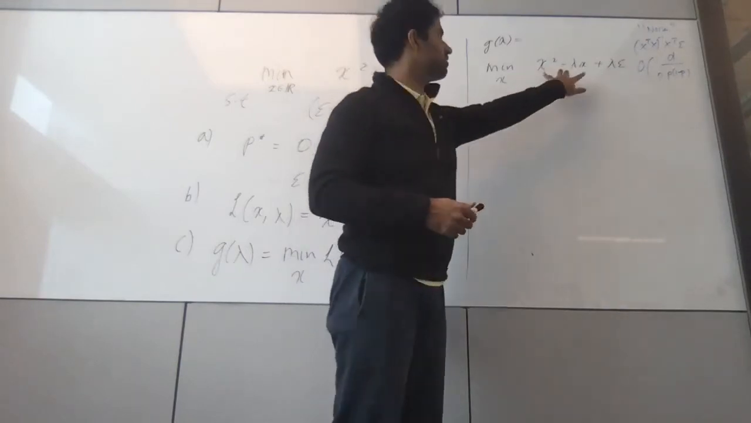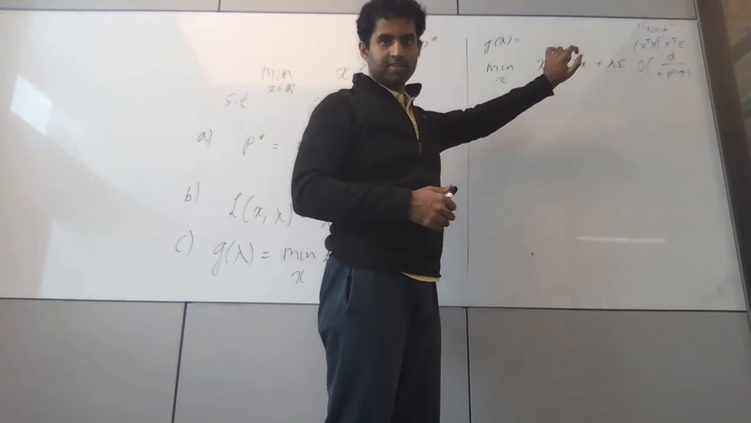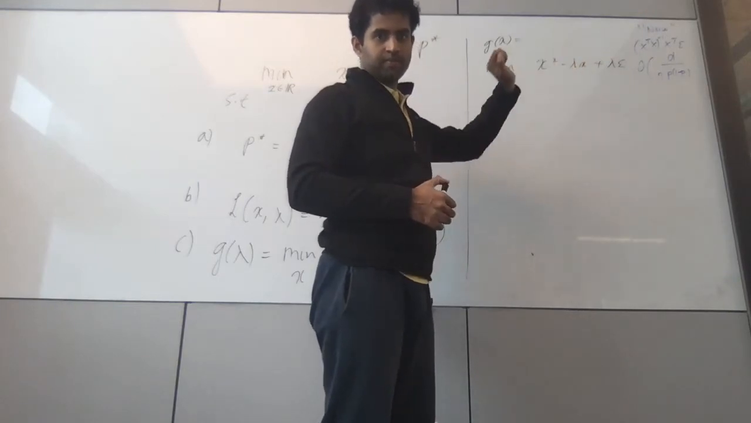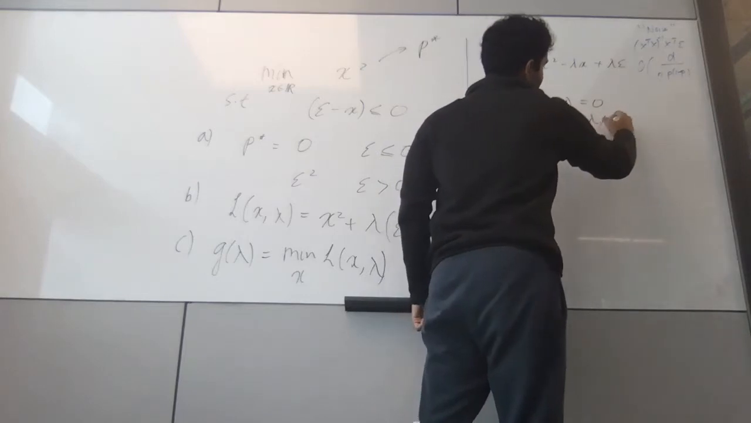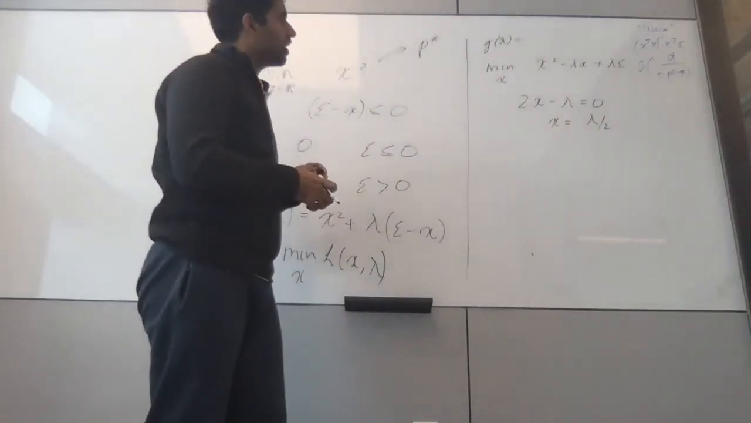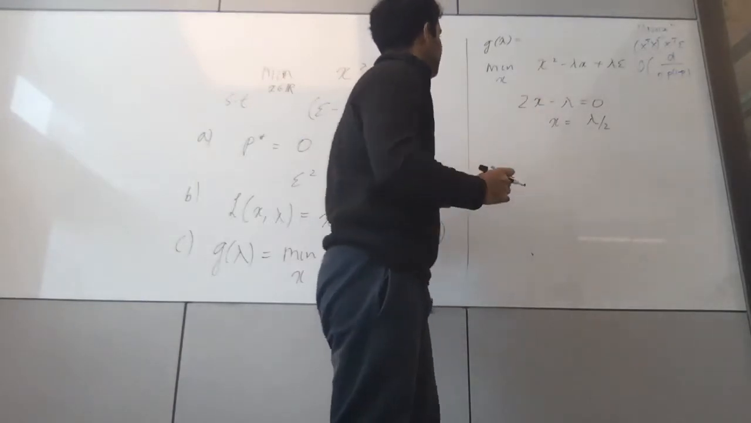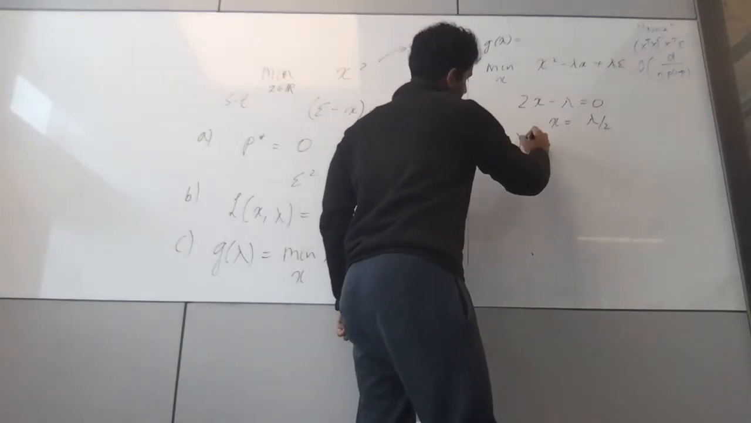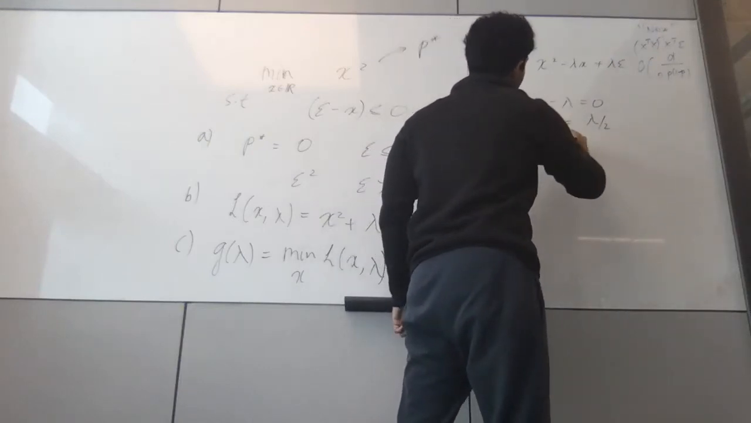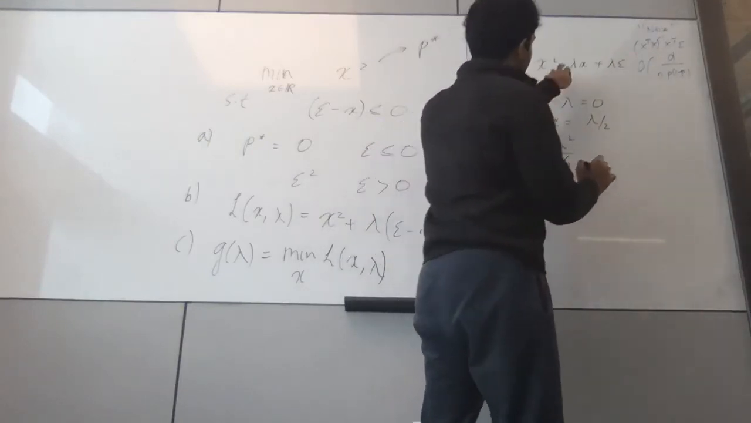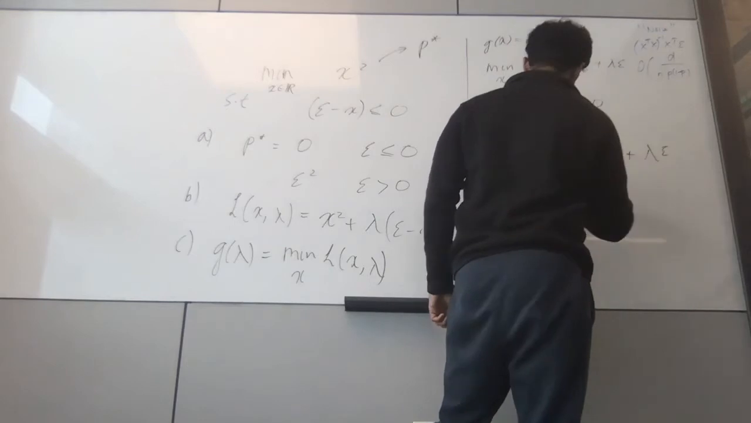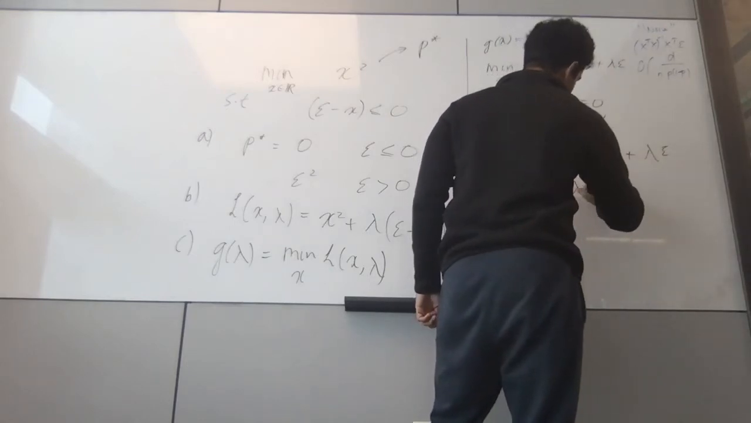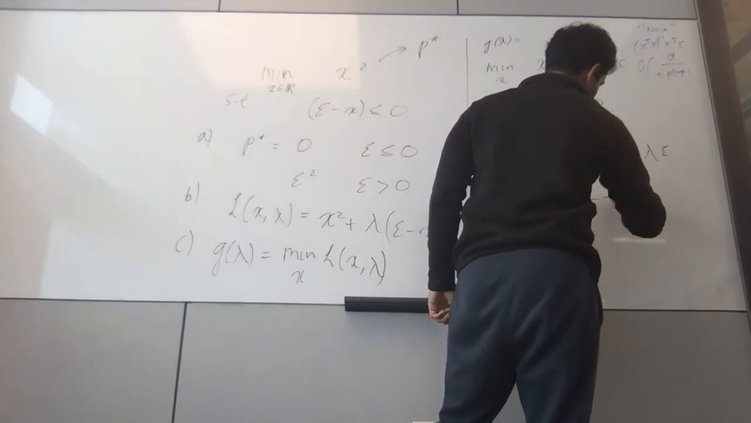So what is the derivative of this function in terms of x? 2x minus lambda. So if I set this to 0, the optimal value of x should be lambda over 2, right? Yeah. So now if I plug this into this expression here, I get that g of lambda is equal to lambda squared over 4 minus lambda squared over 2 plus lambda times epsilon, which is equal to minus lambda squared over 4 plus lambda times epsilon.